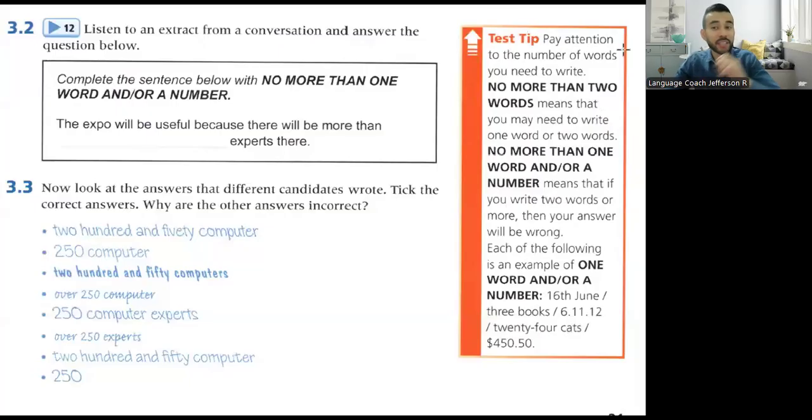Well, you're going to pay attention to the number of words you need to write, because in that case, you got the answer at the beginning. So it's important for that activity that no more than 2 words means that you may need to write 1 word or maximum 2 words. Okay, so that means that if you write 2 words or more, then it's wrong. Each of the following is an example of one of these activities. For example, this or these examples.